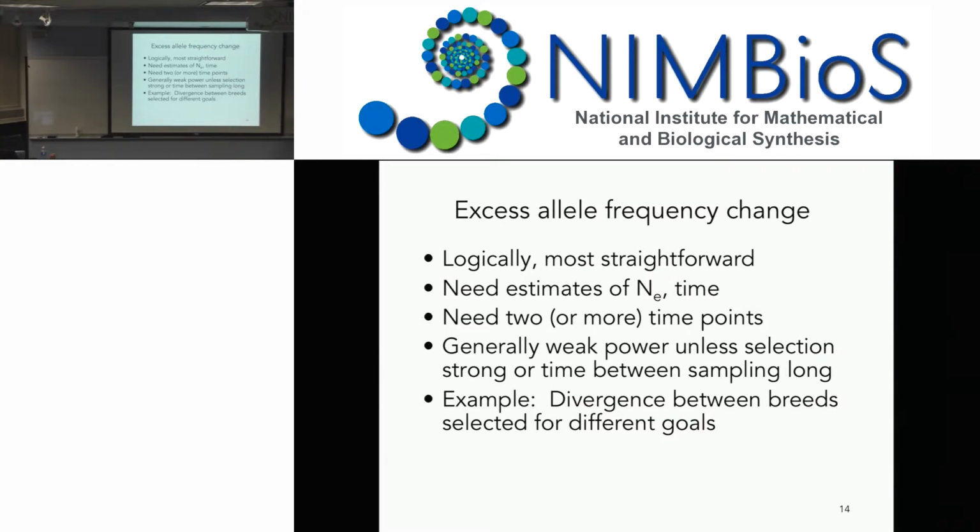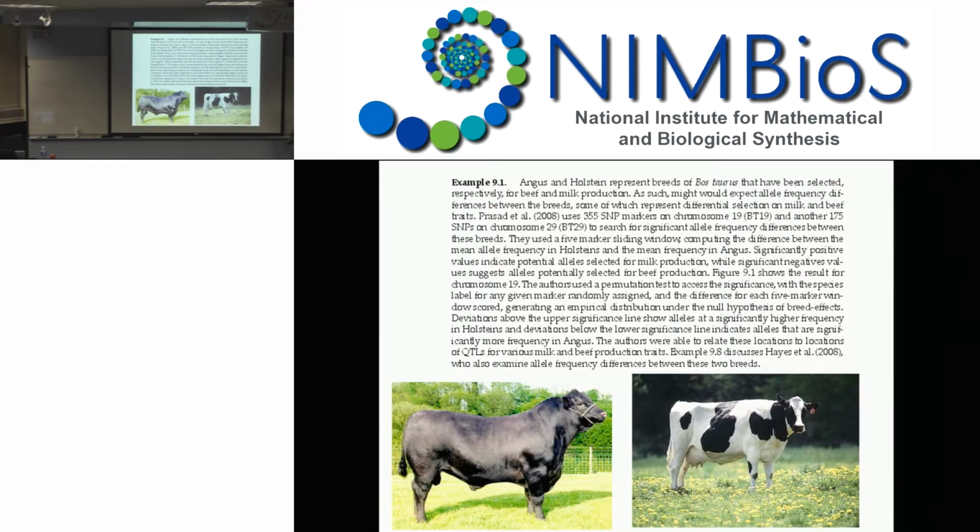So one classic example of this is to compare breeds from a common population selected for different goals. Here's your burger, here's your milkshake. We've got Angus and Holstein. They came from a common ancestor. One has been selected for meat production, one for milk production, and several people have scanned them. The one study I want to talk about looked at about 400 SNP markers on chromosome 19 and another 185 SNP markers on chromosome 29.